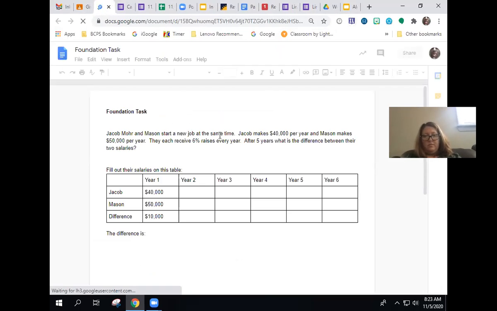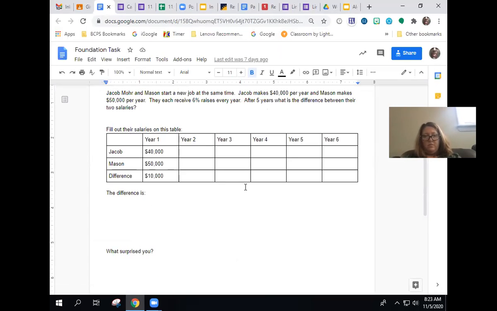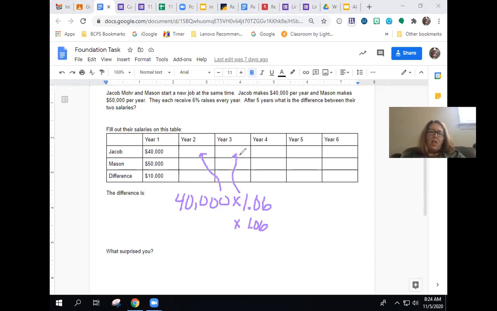And the reason I started doing this task part B is because kids were struggling with percentages. And so to get basically from year 1 to year 2, you are going to multiply $40,000 times 100%, so it's 1., and then 0.06 is going to be 6%. And so you multiply 40,000 times 1.06, and then you put that number here. And then you multiply that number by 1.06 and you put that number here.